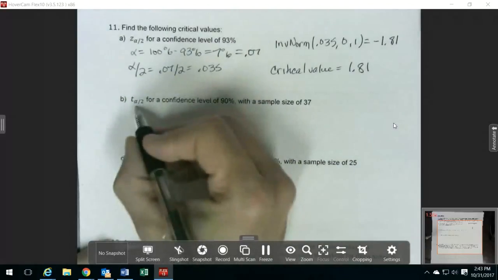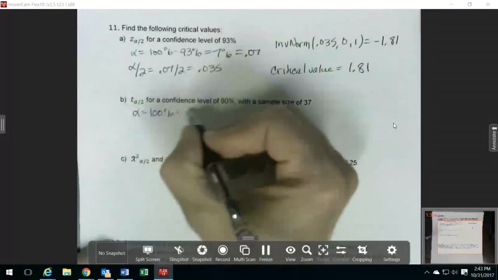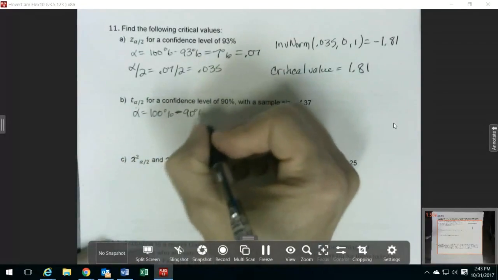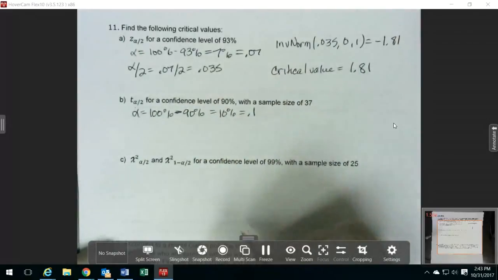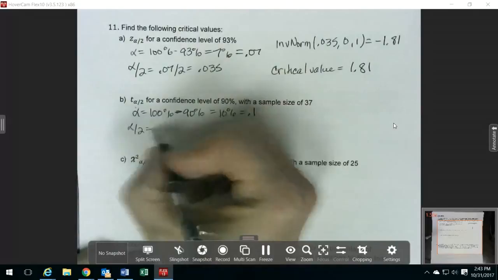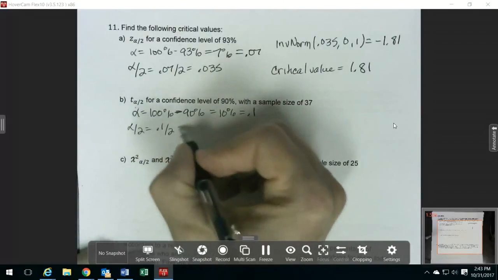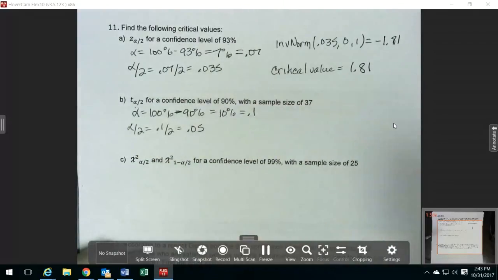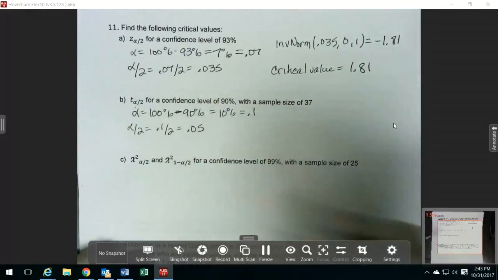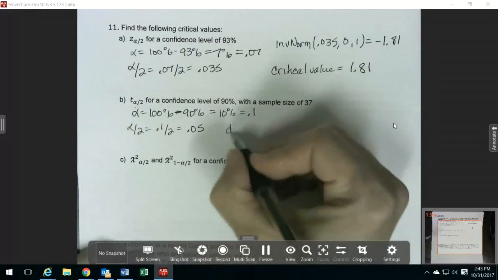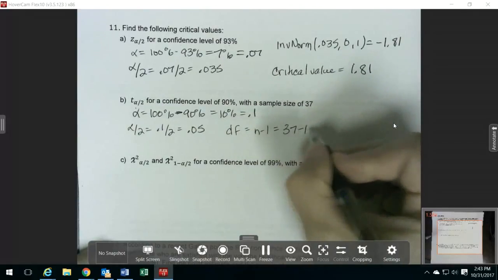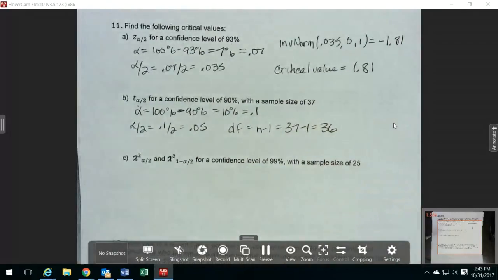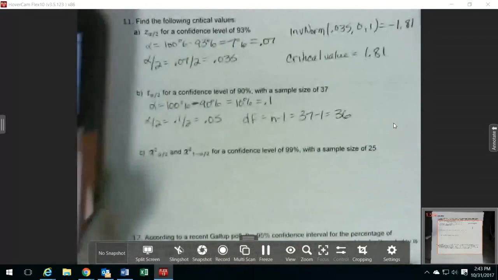We look for our alpha and find our alpha over 2. So our alpha is 100% minus 90%, which is 10%. If we write that as a decimal, that's 0.1. Alpha over 2, we take that and divide it by 2, we get 0.05. So this is the area that we're going to put in. And then for our degrees of freedom, this is n-1. Our sample size was 37. So that means our degrees of freedom is 36.